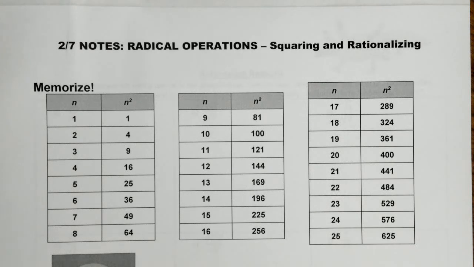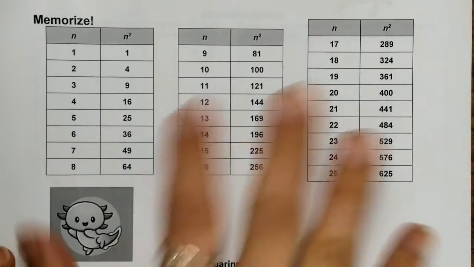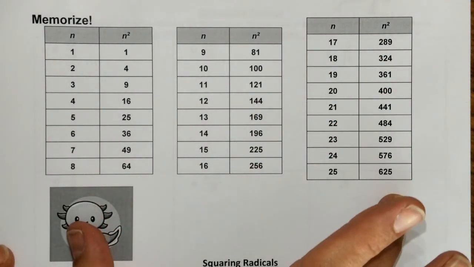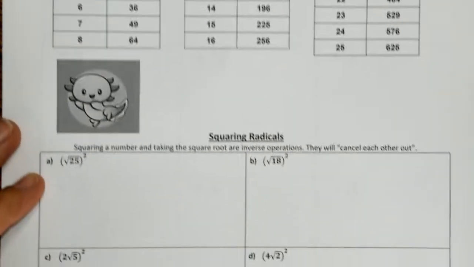All right, guys, we're now going to talk more about our radical operations, and we're going to continue on with squaring them and rationalizing. The rationalizing is really, really important here. We're going to see that later on in the unit. Again, just a reminder, get these memorized, as many as possible.